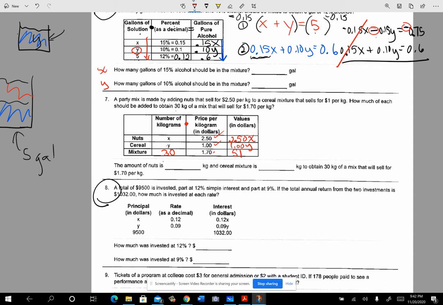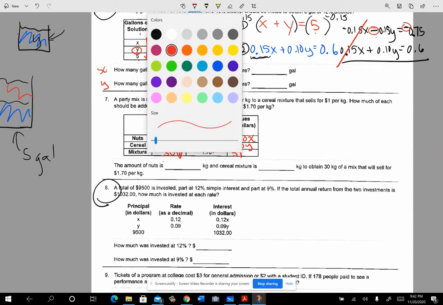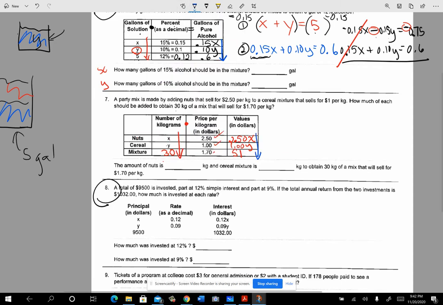Okay, and just like on the previous one, one equation comes from there and one equation comes from here. So one of them comes from the true fact that the kilograms of nuts plus the kilograms of cereal equals the kilograms overall. Okay. And then the value of the nuts plus the value of the cereal would have to equal the overall value of the mixture. Okay.